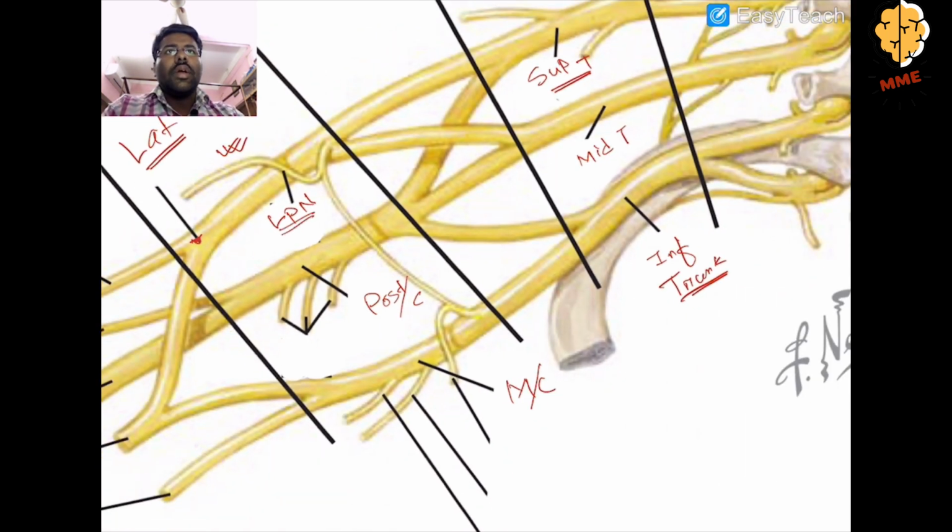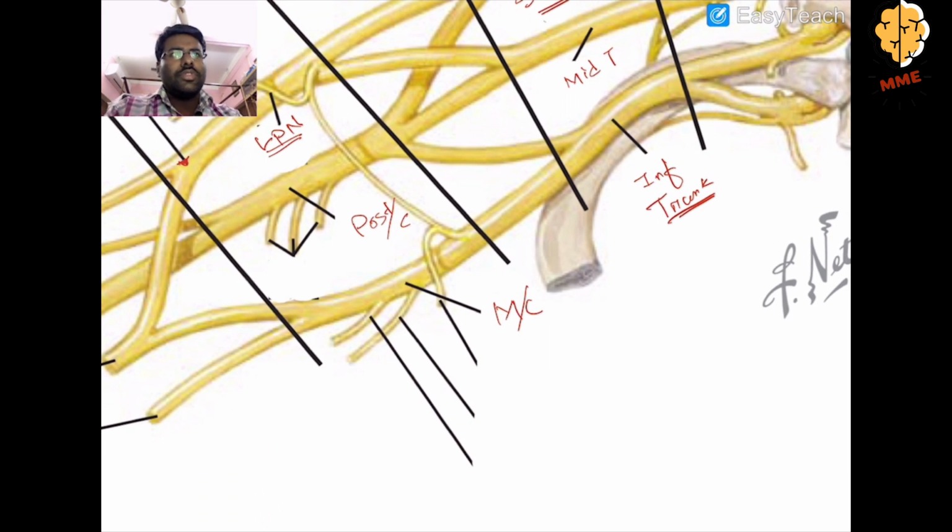Now this is the posterior cord, which is very easy. Coming to these three, 1, 2 and 3, what are they? These are the upper, middle and lower subscapular nerves. Okay, this is the medial cord. What is this branch? I am talking about the medial pectoral nerve. This is the medial pectoral nerve.